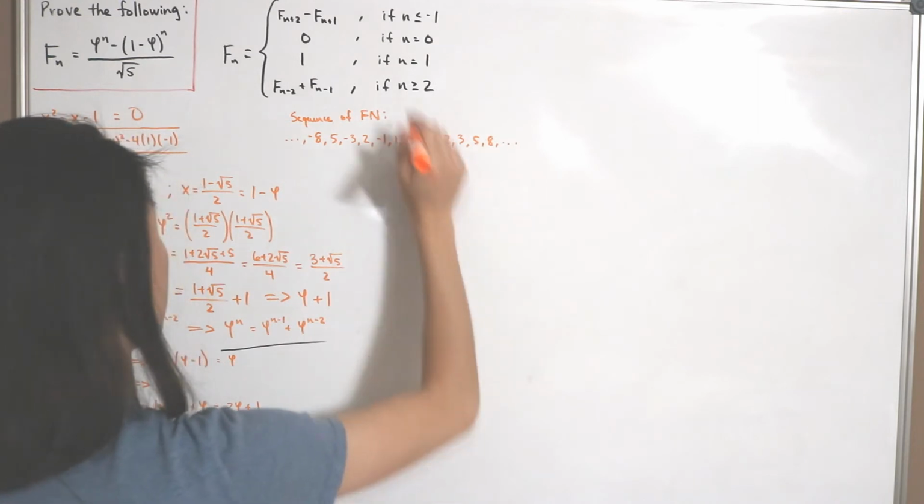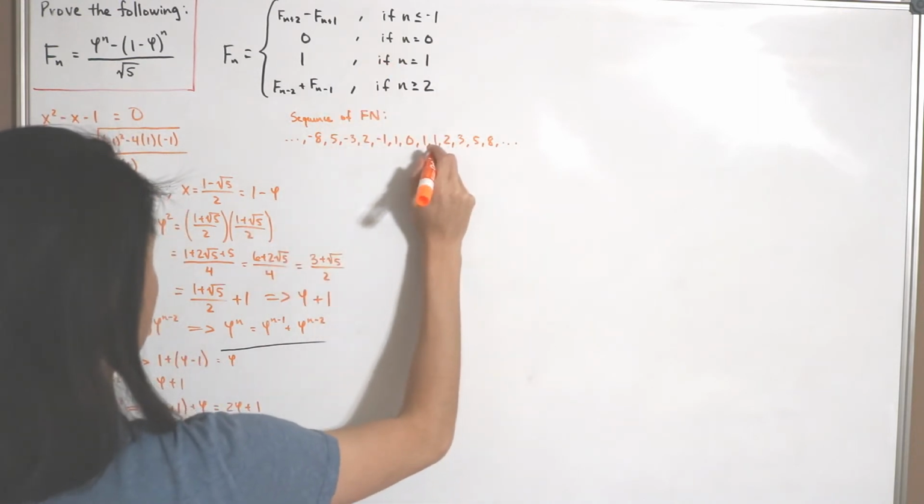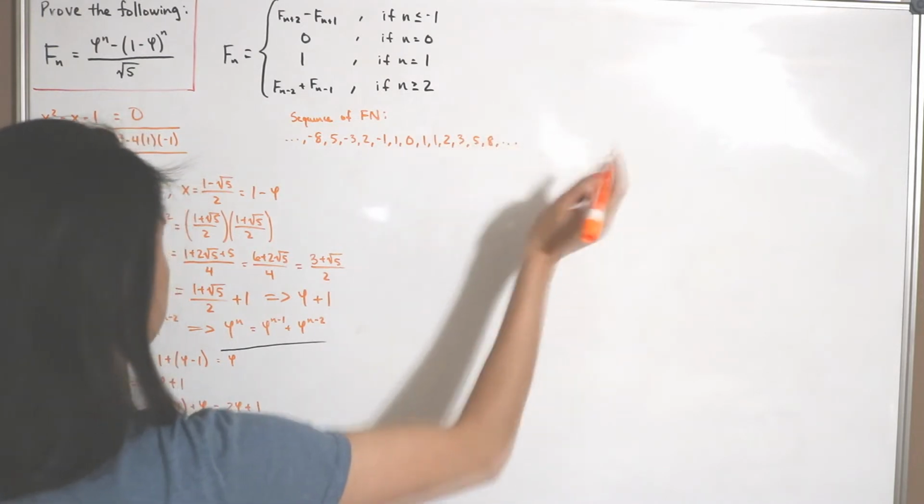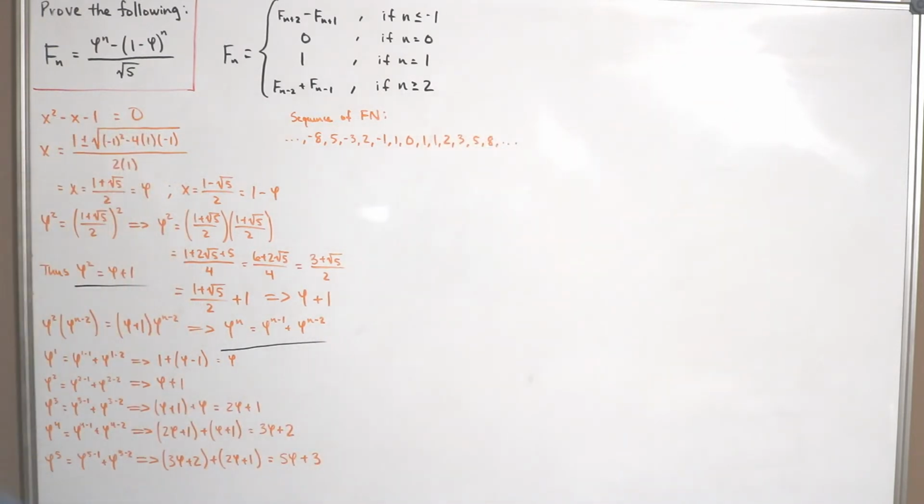N is equal to 1. Then we start adding the numbers. 1 plus 1 is 2. Then 1 plus 2 is 3. 2 plus 3 is 5. 3 plus 5 is 8. Then 5 plus 8, 13. Then so on and so forth.